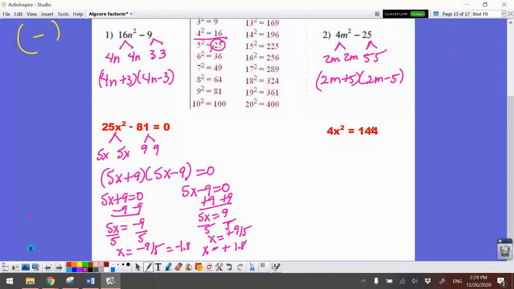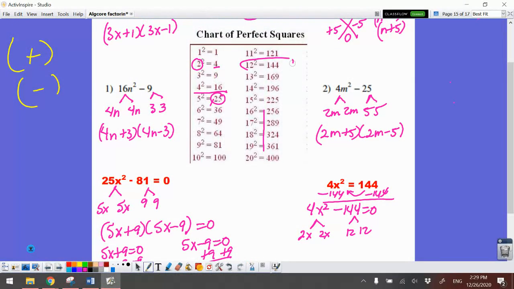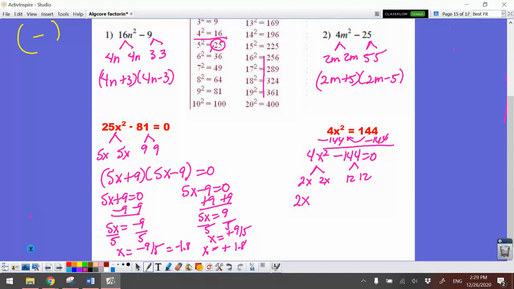Okay, same thing here, except this isn't set equal to 0. So I need to move my 144. So I have 4x squared minus 144 equals 0 because I had to subtract 144 to move it to the other side. And then I know that these are perfect squares. So 2x and 2x, 12 and 12. So here's 144, it's right there, gives me a 12. So 2x minus 12, 2x plus 12 equals 0.